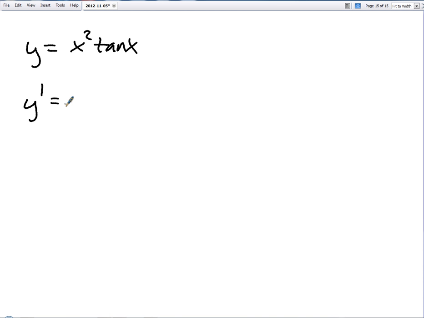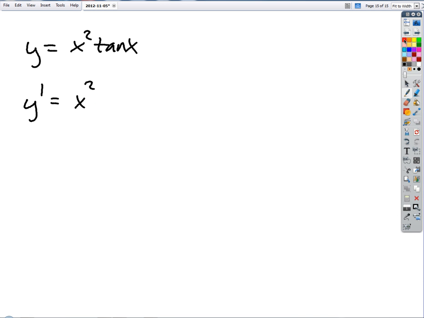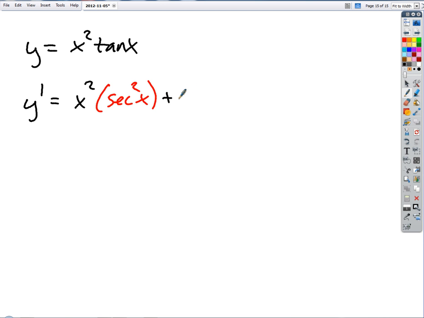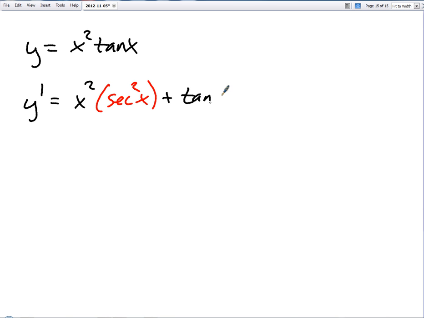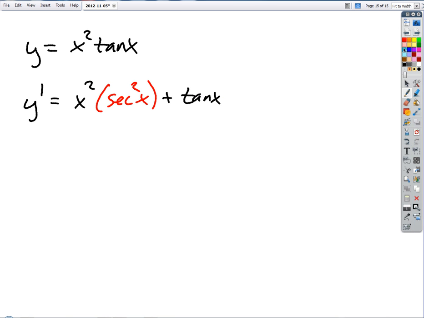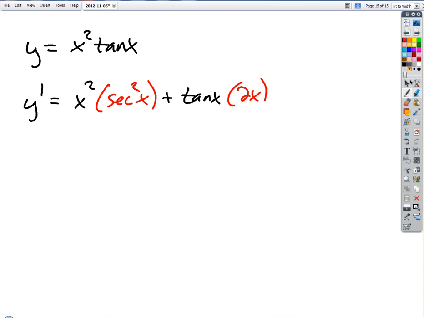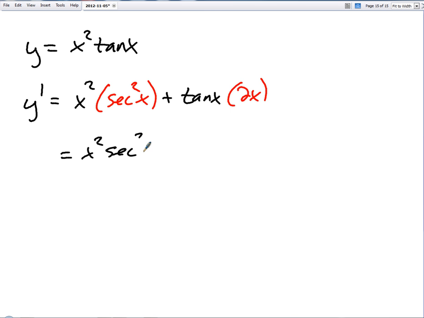Okay, what do we got? X squared, okay, good, times derivative of tangent is secant squared. Okay, and so if we wanted to clean that up, I guess that would just look like what? Well, one thing we could do. What would I do to this one over here?